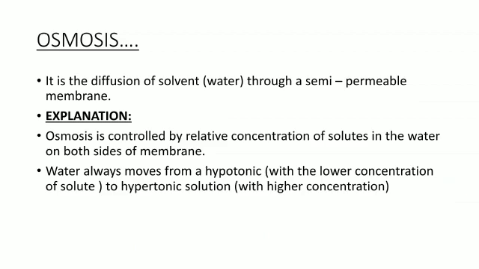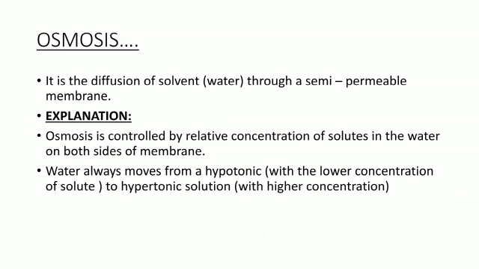So dear, the next type of transport is osmosis. Osmosis is the movement of water molecules from different regions. Here the word osmosis is used for water. So it is the diffusion of water through a semi-permeable membrane. The movement of water molecules is known as osmosis. Osmosis is controlled by the relative concentration of solutes in the water on both sides of the membrane.